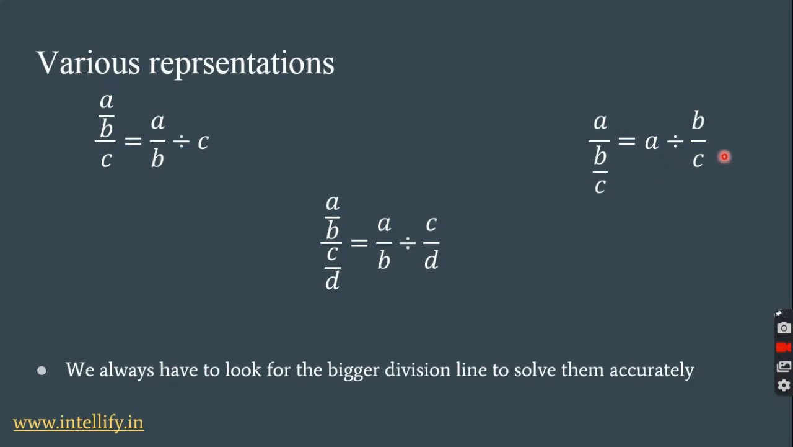So A divided by B by C, and over here this line is bigger. So this whole thing is divided by this whole thing. So A by B divided by C by D. Always remember to look for the bigger division line.